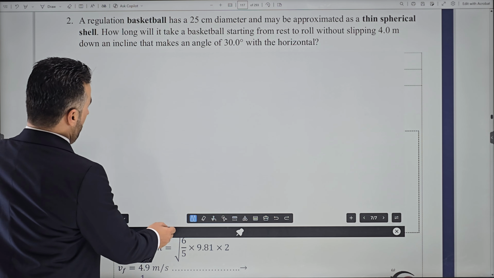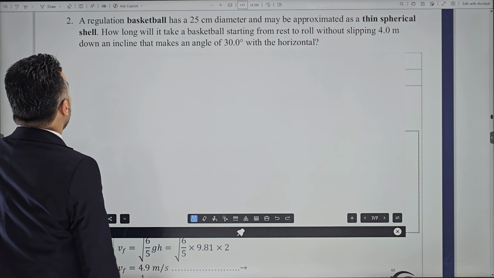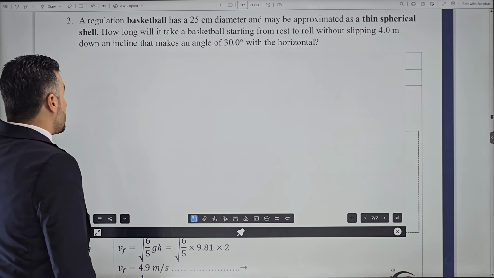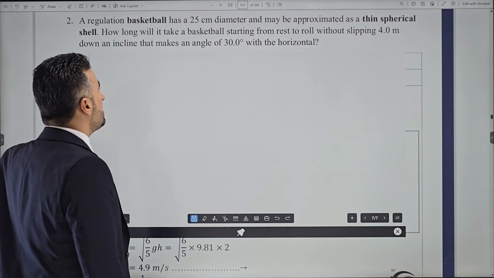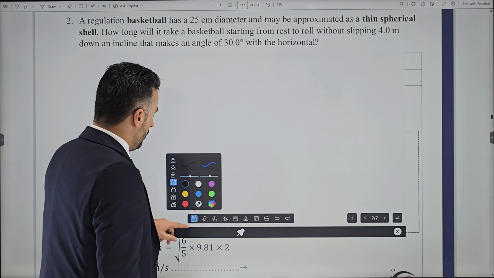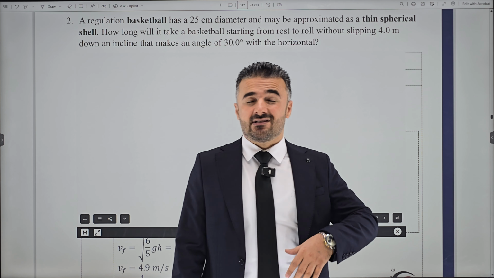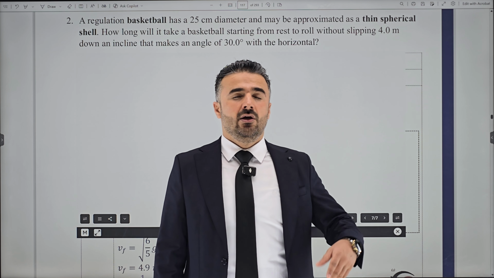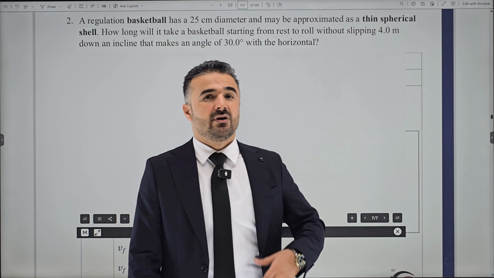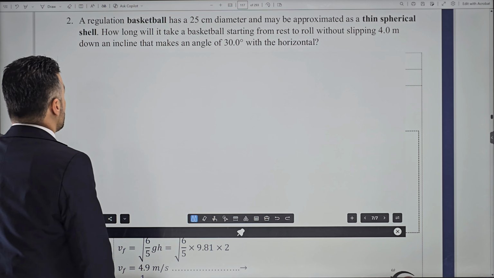So what does the question say? A regulation basketball has a 25 centimeter diameter. Once again, if you just need translational speed, you don't need the mass or even the radius. But if there are other requirements, then you have to be careful about whether you need them or not. So here it says a regulation basketball.